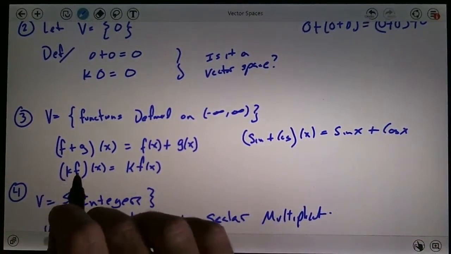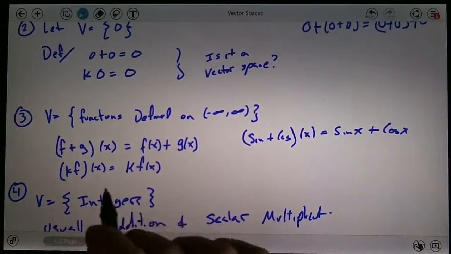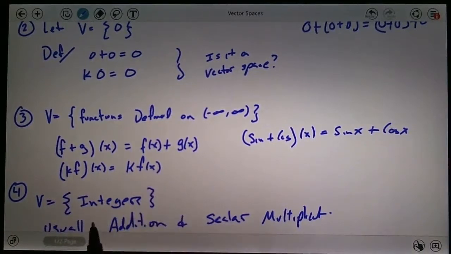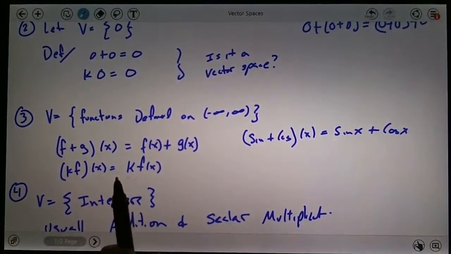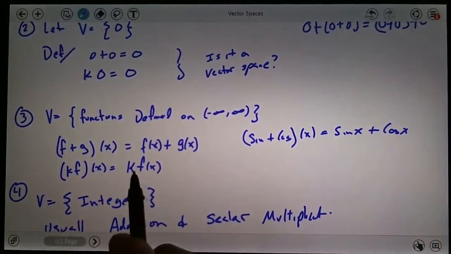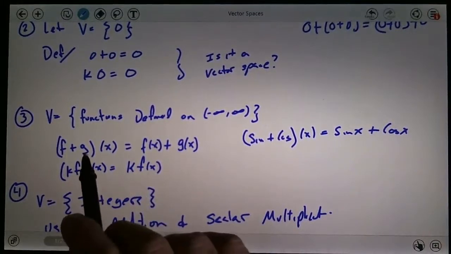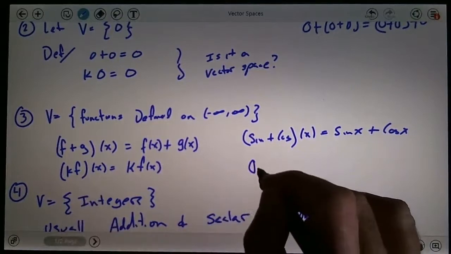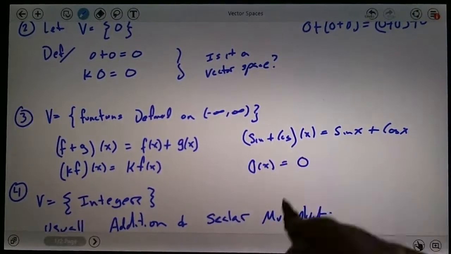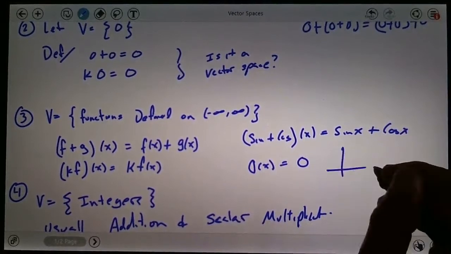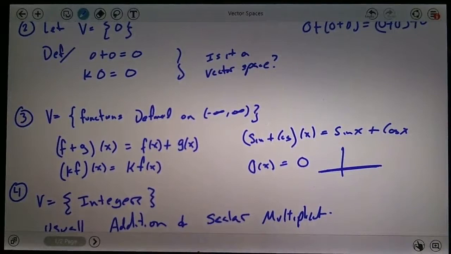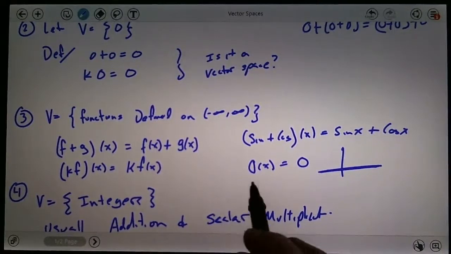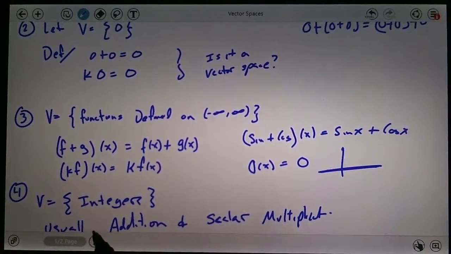How do you multiply a constant times a function? Well, figure out what the function is and then multiply the result by the constant. This, it turns out, satisfies all the axioms. You might ask, what is the zero? Well, the zero function is the one that always gives an output of 0. The graph, of course, looks like a horizontal line at 0. If you add that to any other function, you just get that other function back again.